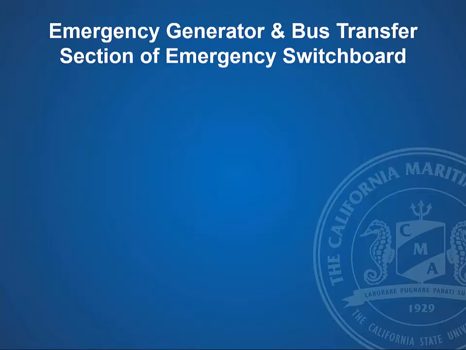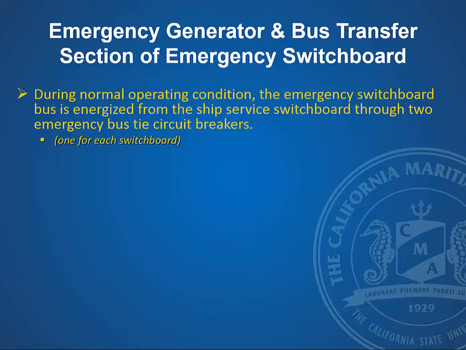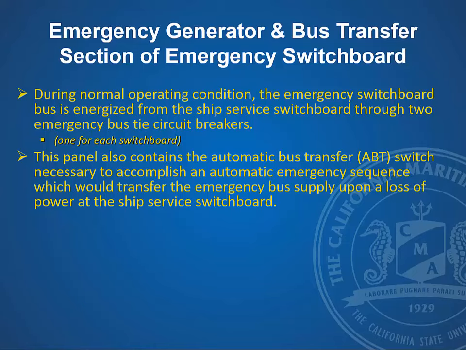So our next subject is the automatic bus transfer. During normal operating condition, the emergency switchboard bus is energized from the ship's service switchboard through two emergency bus tie circuit breakers, one on the main switchboard, one on the emergency switchboard. This panel also controls the automatic bus transfer switch necessary to accomplish an automatic emergency sequence which would transfer the emergency bus supply upon a loss of power of the ship's switchboard.